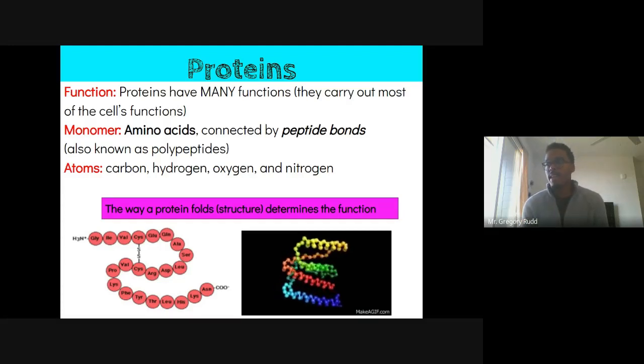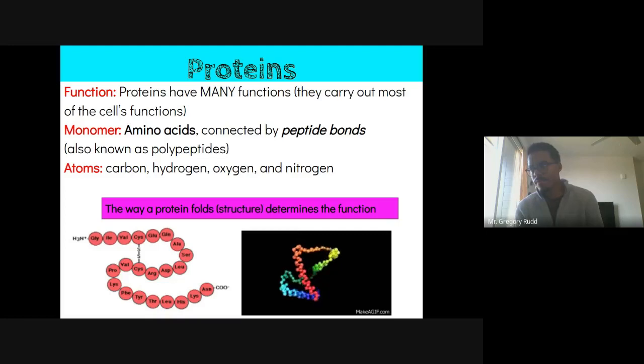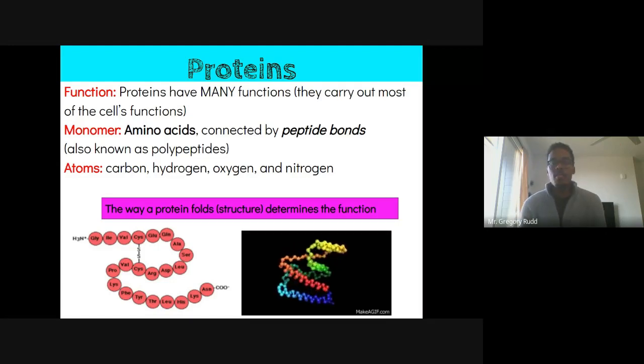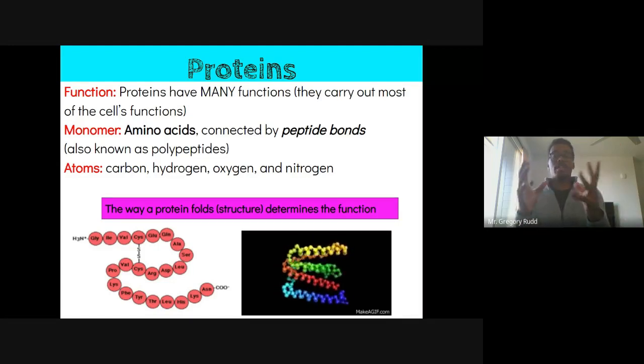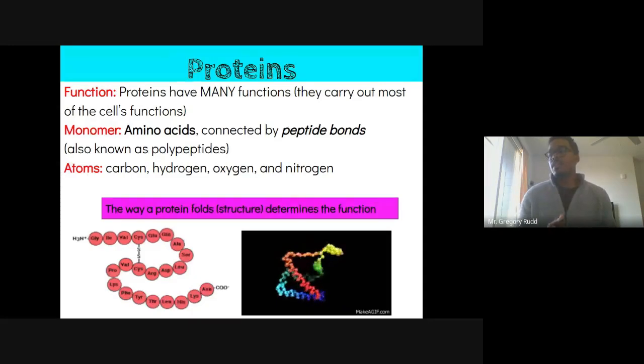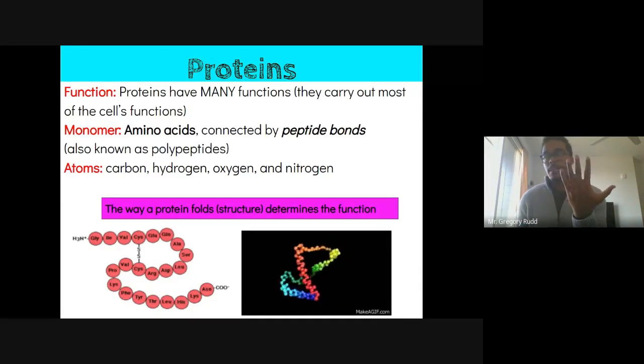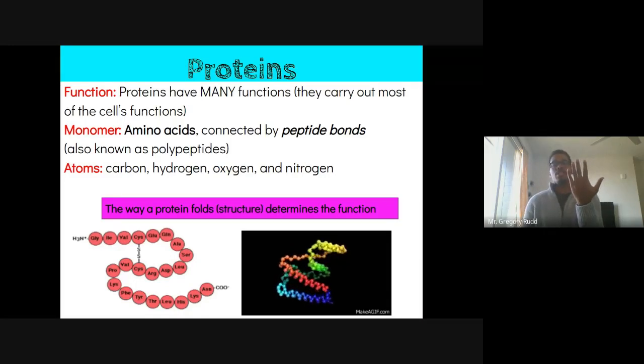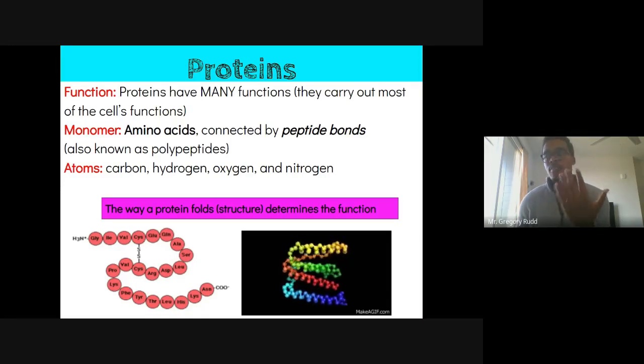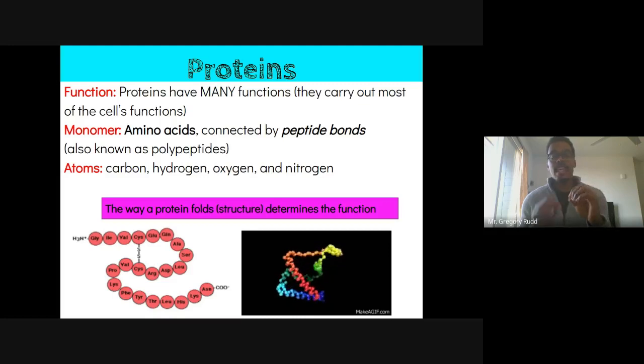And again, as I stated yesterday, a central theme of our course is that structure determines function. So if a protein folds one way, it's going to have one function. I could take that exact same protein, meaning I have the exact same amino acids, and I could fold them in a different way and totally change the function of the protein.